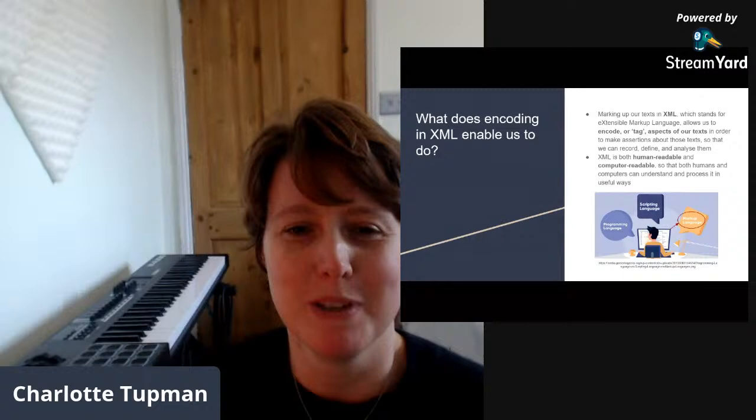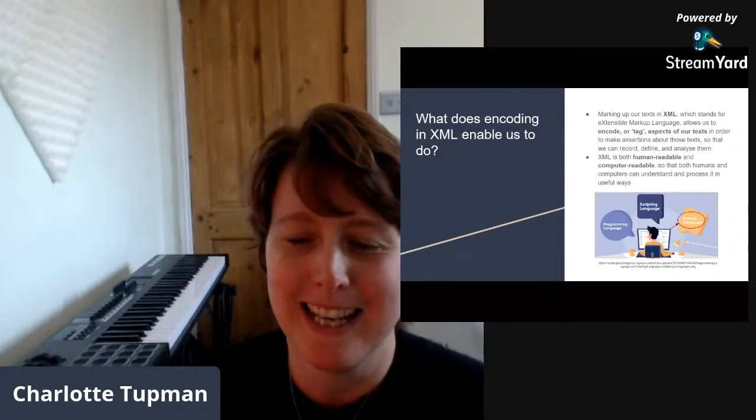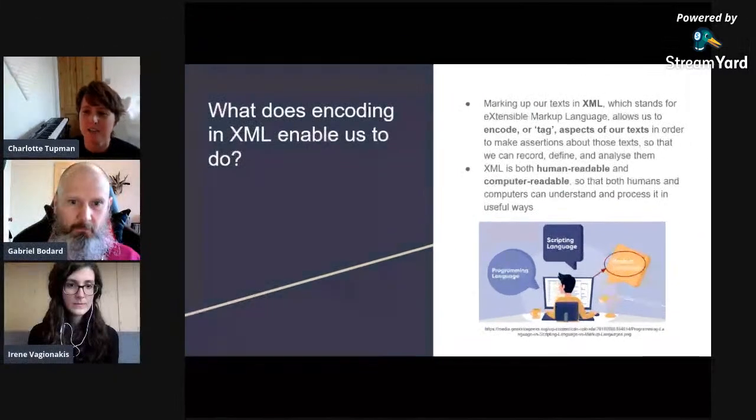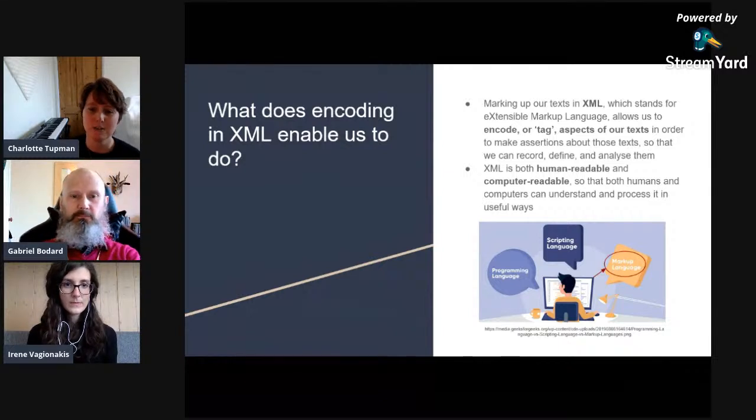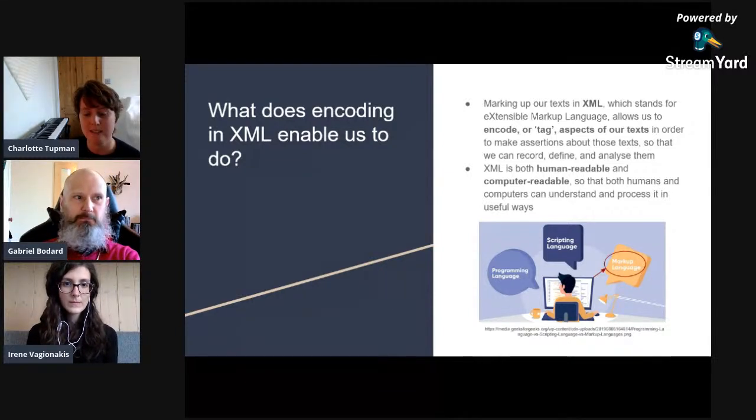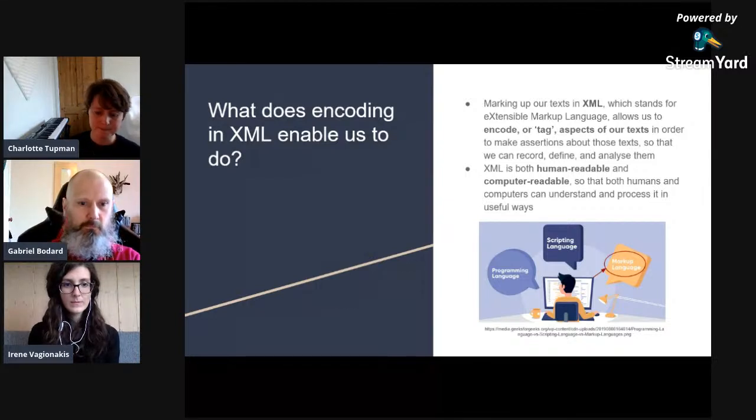We're going to talk to start with about what encoding XML enables us to do. So the idea is that marking up our text using XML, which stands for Extensible Markup Language because it's one of the markup languages that exists, allows us to tag or encode various different parts of our text so that we can make different kinds of assertions about those texts. And that allows us to record information about them. It allows us to define our texts in various ways. And that also then allows us to analyze them using the information that we've encoded.